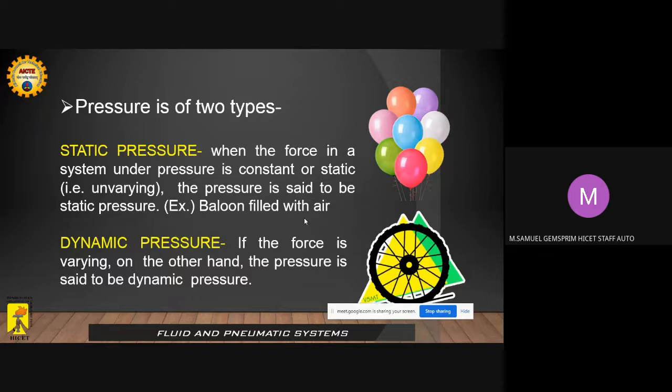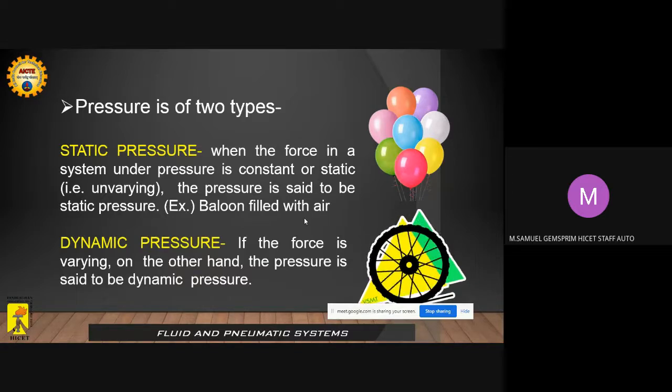So in that case, even in our vehicles, we have seen that the bottom side of the tire is getting pressurized. So during that particular moment, the pressure varies a little inside the tire. Okay, so this is a good example for dynamic pressure.